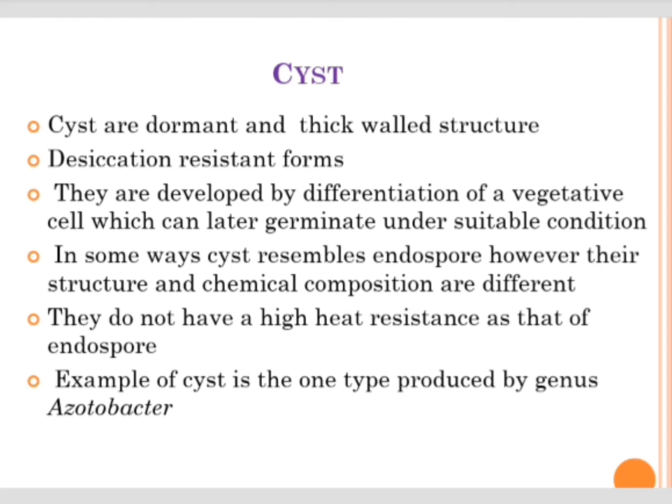So cysts are dormant as well as thick-walled structures. They are similar to endospores, but less heat resistant when compared to endospores, and they can germinate into a vegetative cell when suitable conditions come. An example is Azotobacter.